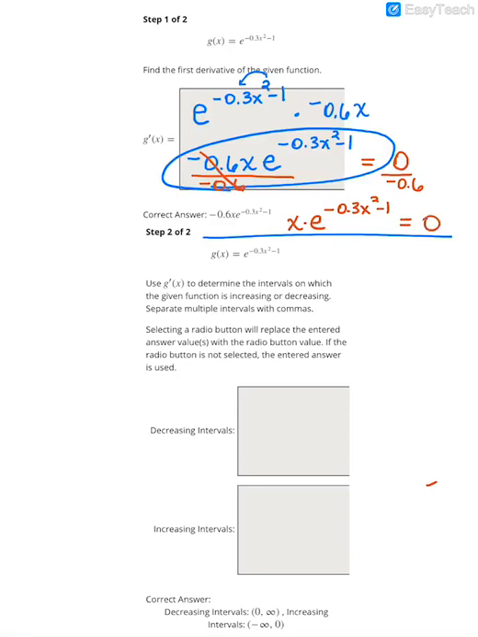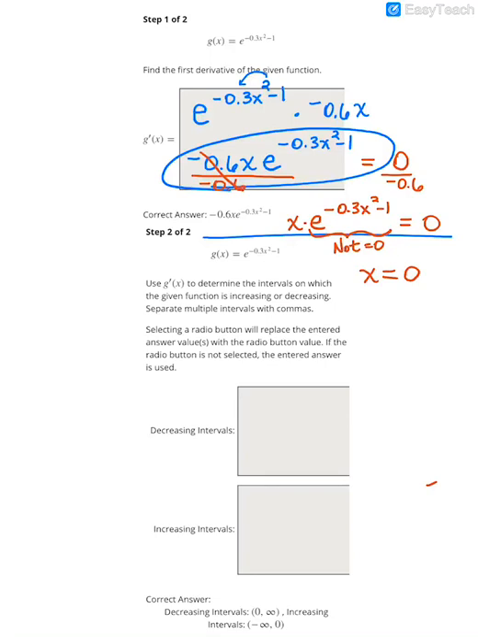And so what I observe here, if you think about it, e is a base that's approximately 2.72. It's raised to some power. So this part of the first derivative will never be 0. So the only way a product can equal 0 is if some part of that product is 0. So if I know that e raised to a power is not equal to 0, then the only way this product could be 0 is if x itself is equal to 0.